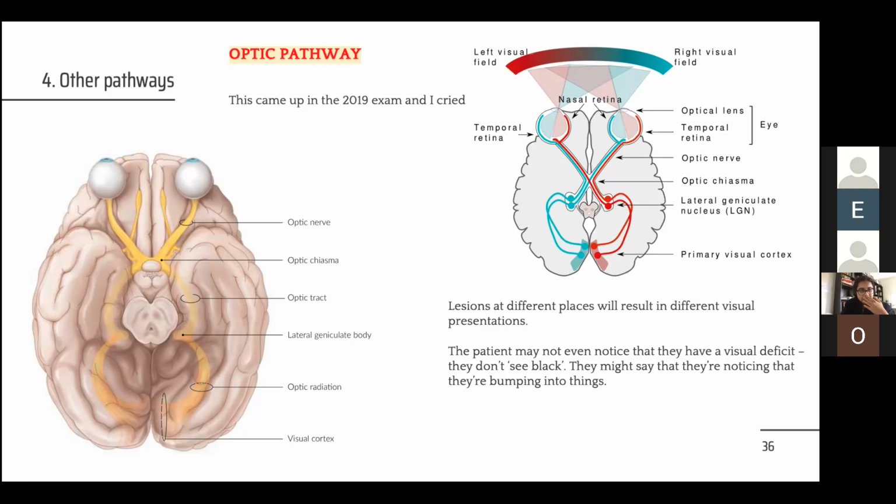Now, the patient might not actually notice that they have a visual defect, because just because you lose part of your visual field doesn't mean that you see black in the area. They just don't see in the area, if that makes sense. So in the stem of a question, it probably wouldn't be something like the patient noticed vision loss. It'll be like the patient keeps bumping into things on their left side, so they've lost the left side of their vision. That's all I'll talk about the optic.